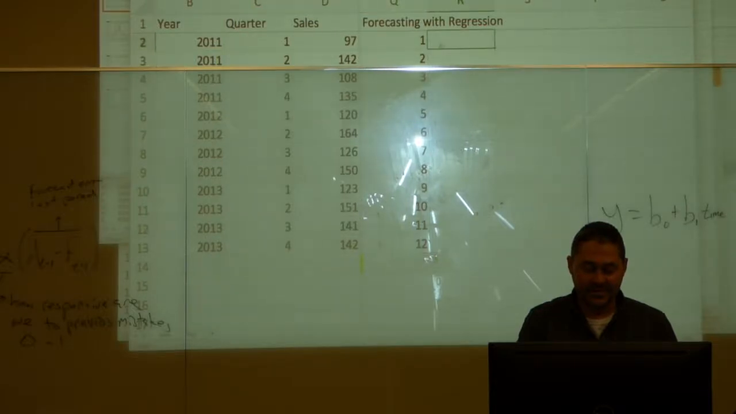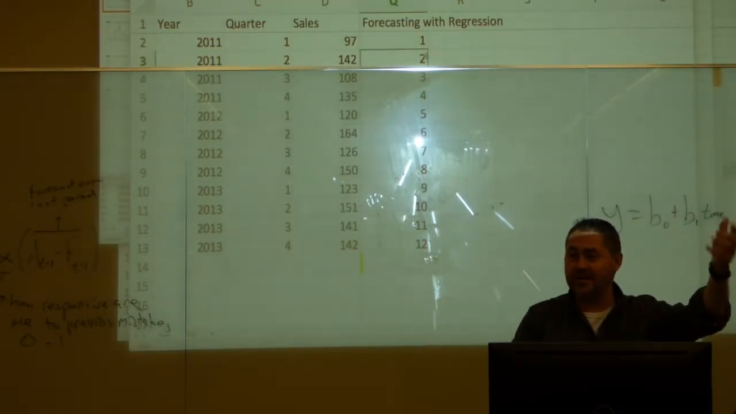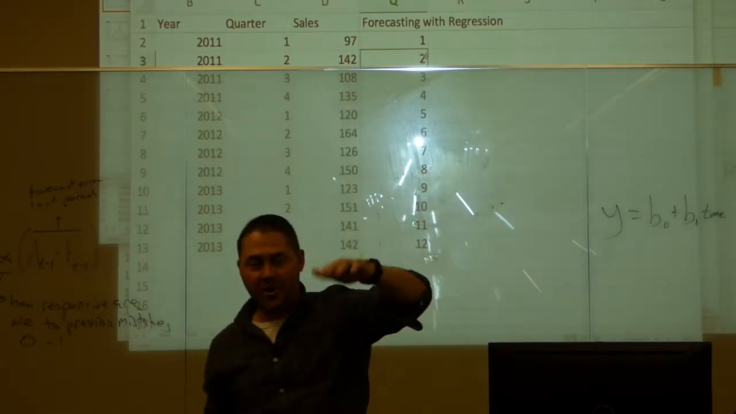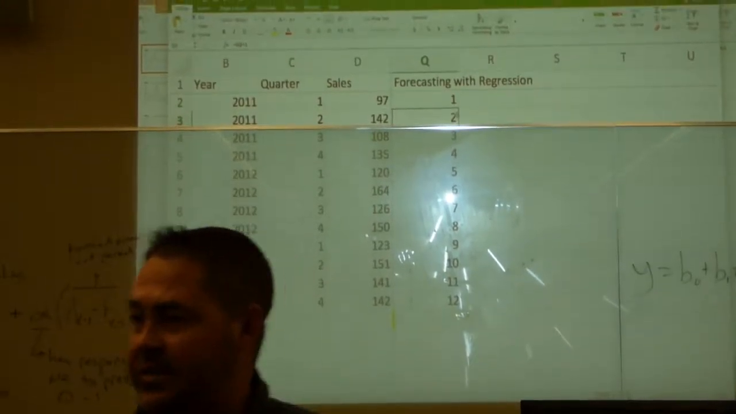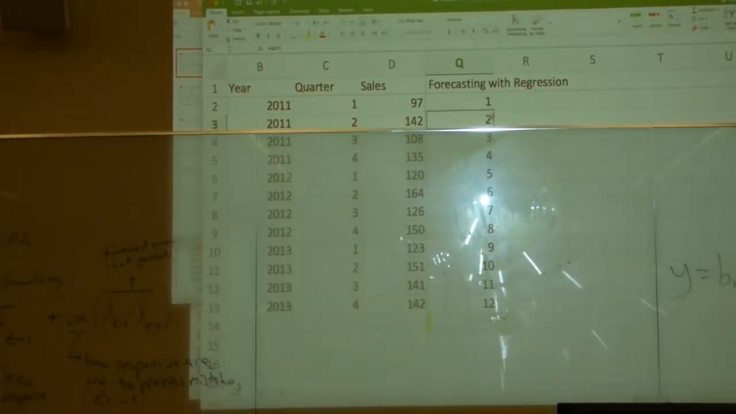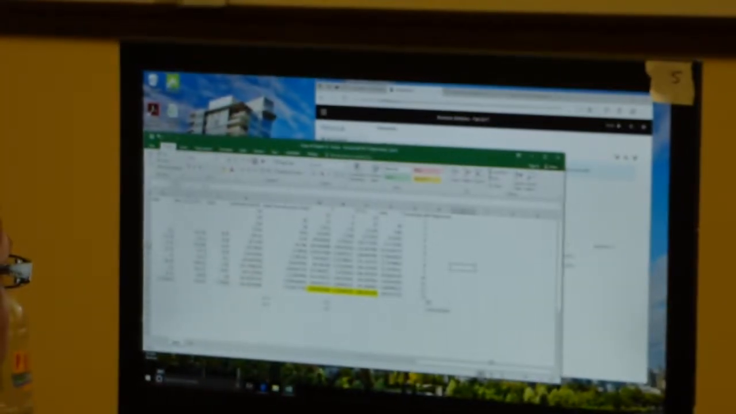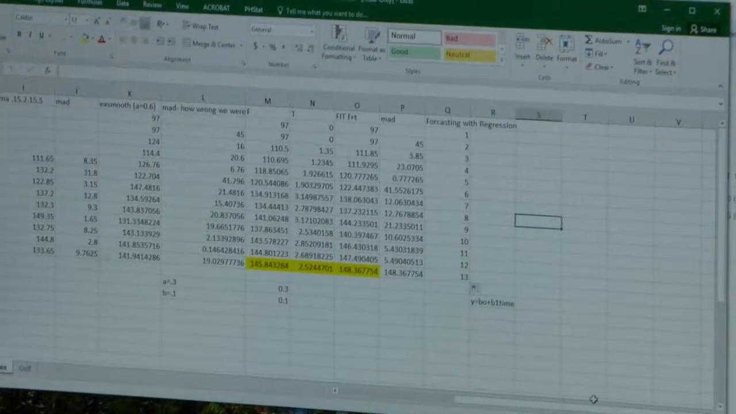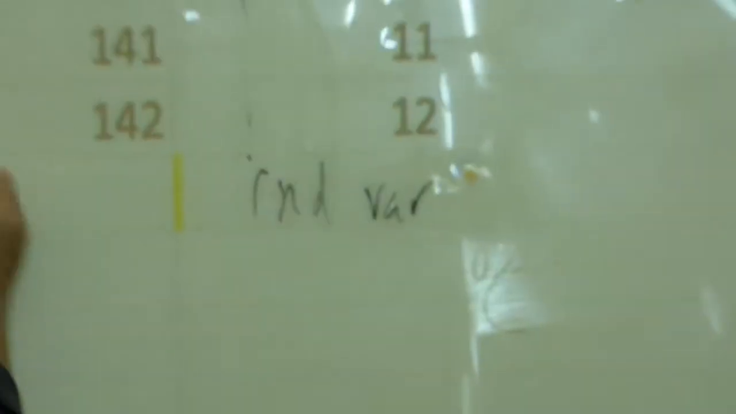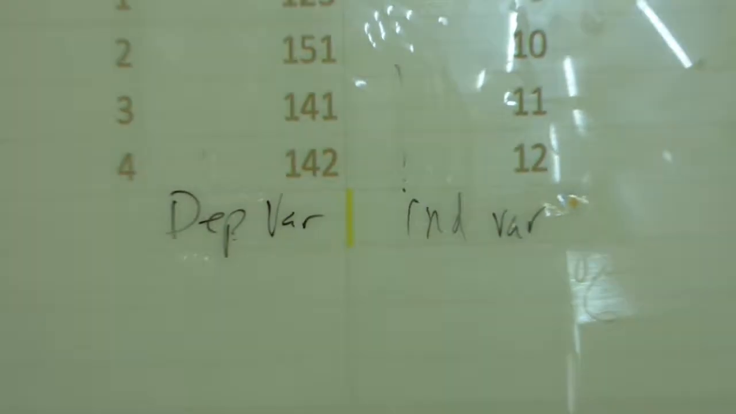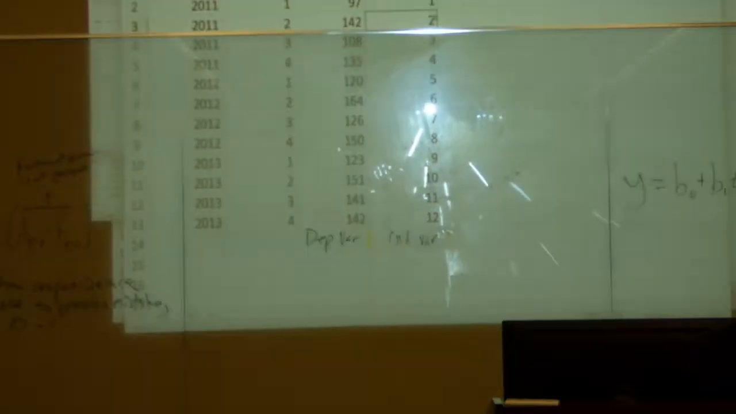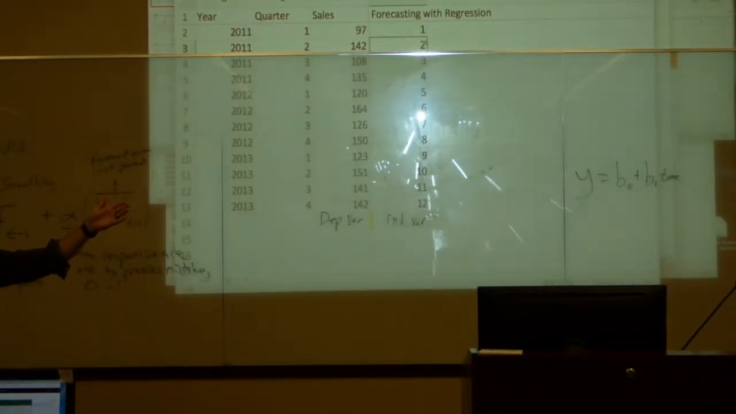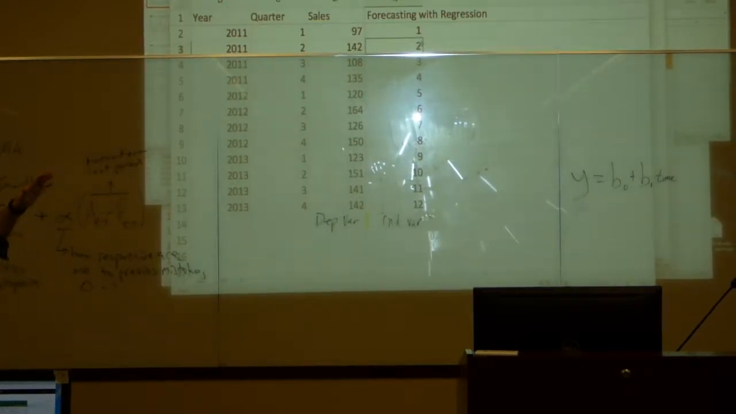The previous one plus 2? No. This one is the previous one plus 1. So when you drag it down, it's just going to go 1 plus 1 plus 1, so 1, 2, 3, 4, 5, 6, 7, 8, 9, 10, 11, 12. It's just an easy way to get that count. Okay, good. Very good. This, ladies and gentlemen, is our independent variable. The actual sales, this is our dependent variable. We're just trying to fit our intercept and slope in order to find the regression trend line.